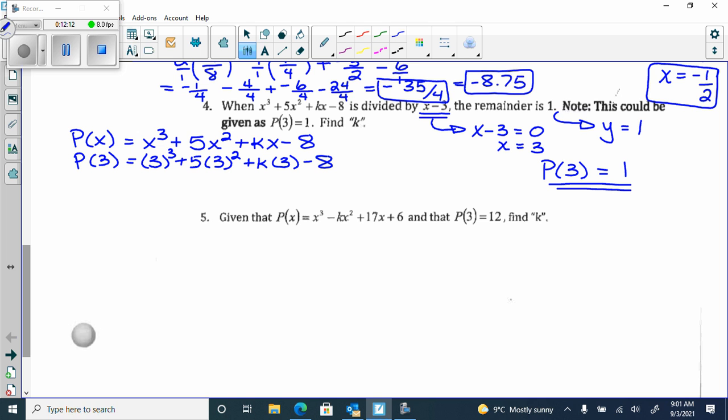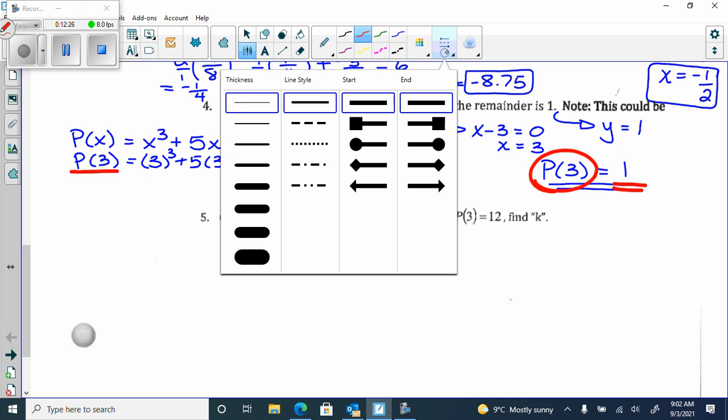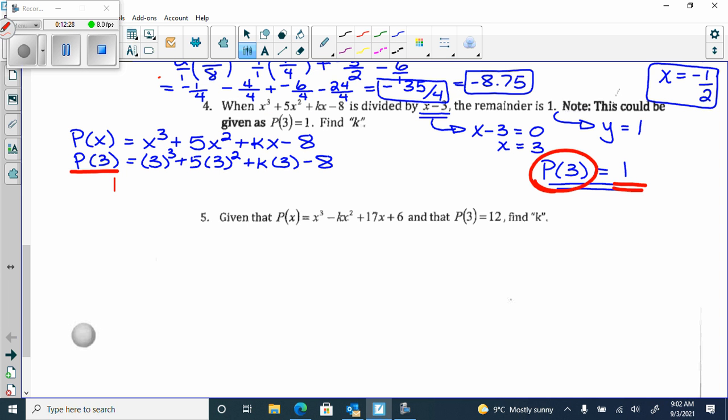We've done nothing different than the previous question. We agree? The only difference is I know that p of 3 equals 1. So instead of writing p of 3, I could write a 1. So I can set this as 1 equals 27, 5 times 9, 45, plus 3k minus 8.